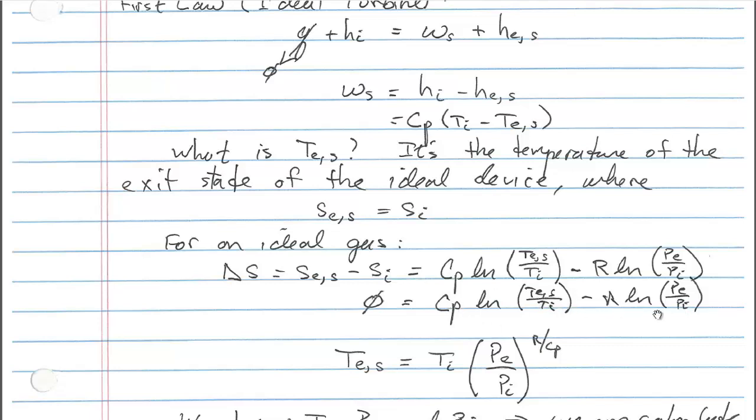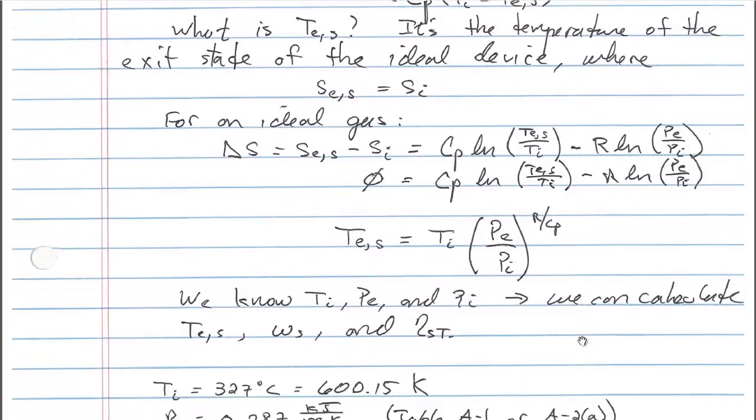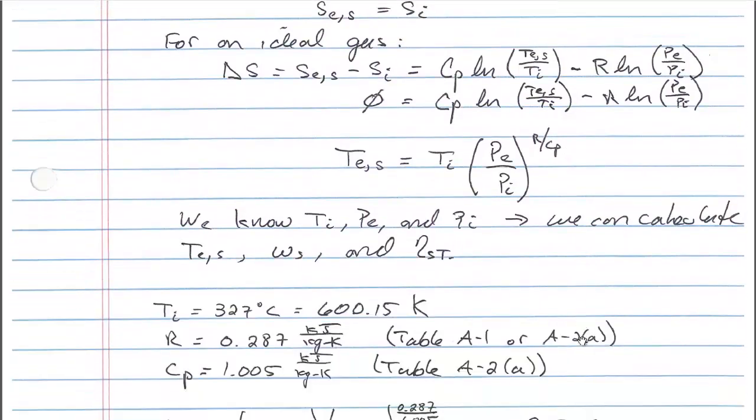I can use this equation to solve explicitly for the ideal exit state temperature, Te,s. So I algebraically manipulate this equation, so I solve directly for Te,s. So I get Te,s is equal to Ti times (Pe over Pi) raised to the R over Cp. So now all I need to do is look up R and Cp in my tables, okay?